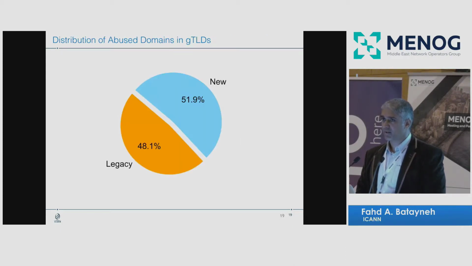Now, in terms of comparing the new GTLDs versus the legacy ones, just as a quick piece of information, legacy TLDs are the old TLDs before 2012, and that includes .com, .net, .org, the ones that we all know. Whereas the new ones are the ones that I mentioned a while ago, and I shared some examples, such as .club, .xyz, .paris, .london, even .dubai. So the results for January showed that most of the abusive behavior occurs under new GTLDs.